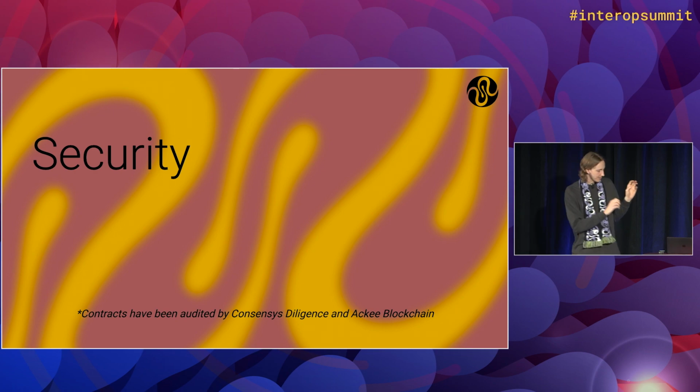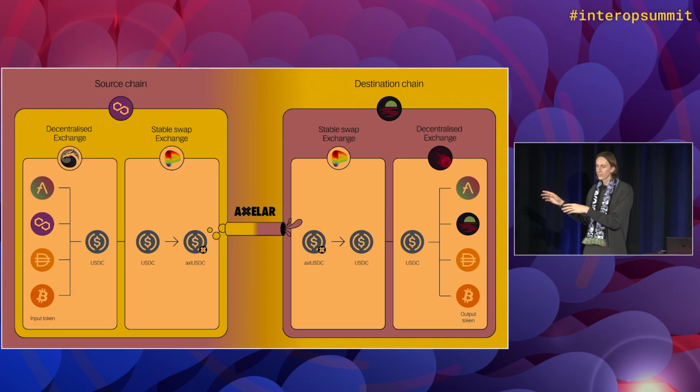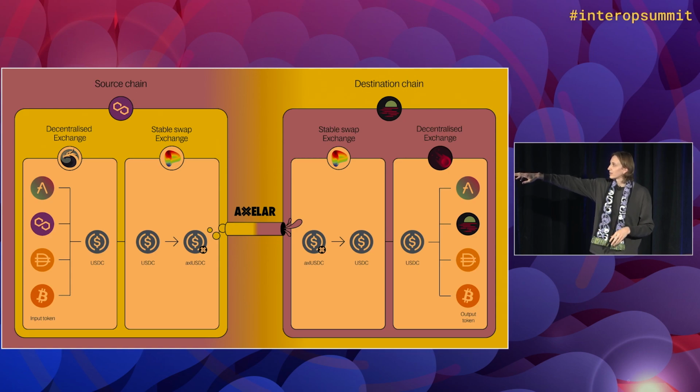So you can see the route here, sort of our most basic route. You have Matic on one side on Polygon. You swap into Axelar USDC for the bridge, and then while that bridge transaction is happening, you're exposed to bridge risk. And then once it reaches the other side, you immediately swap into a native asset on the other side. So any user who's used Squid before is not exposed to any bridge risk in the future.